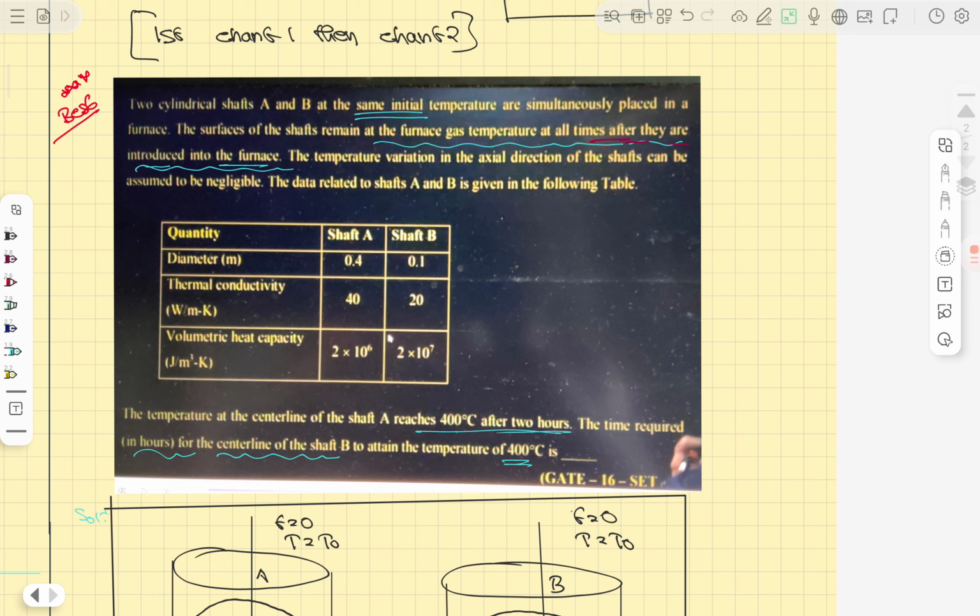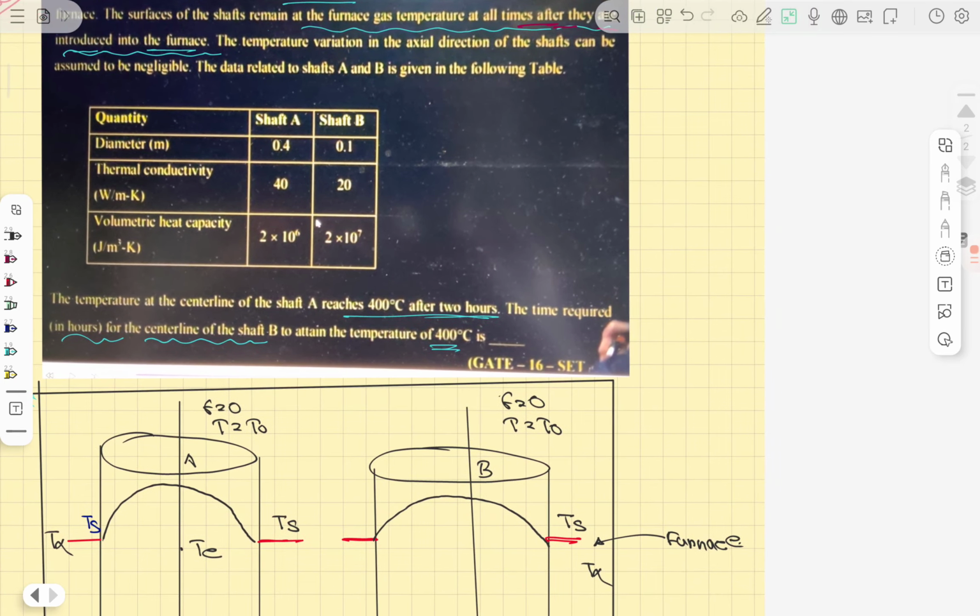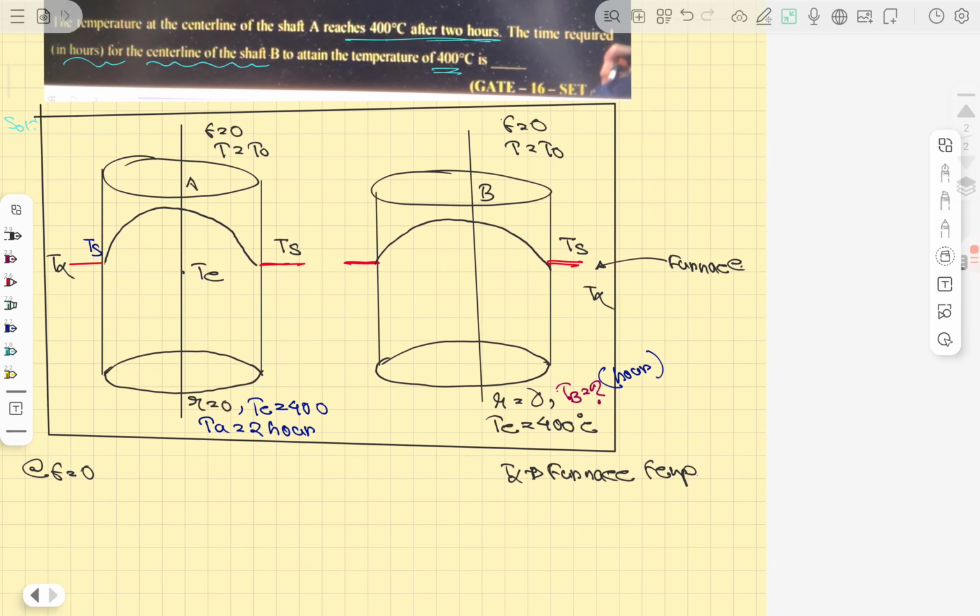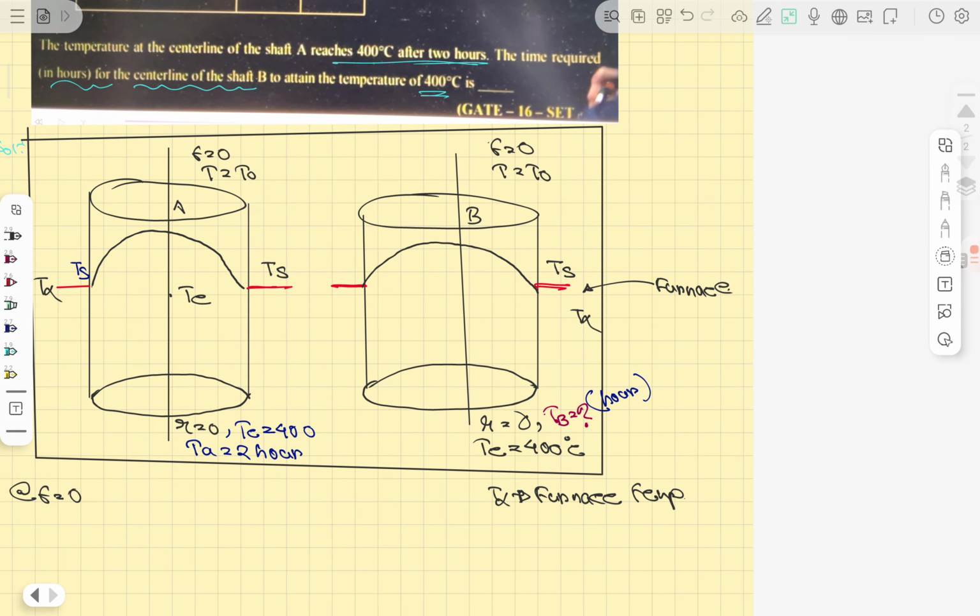Now you tell me, if h is infinity, then what is the Biot number? Infinity. The Biot number is infinity. So what is 1 by Biot number? 1 by Biot number is 0.